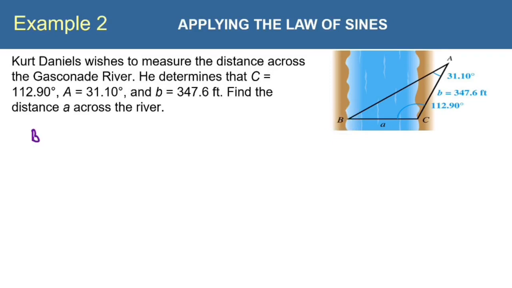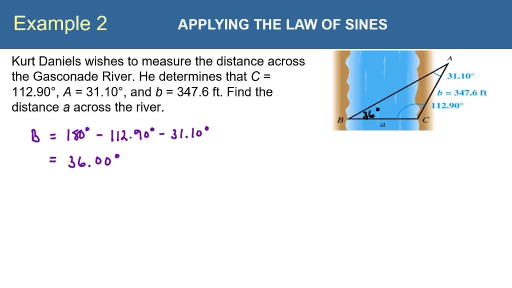Angle B would be 180 minus the other 2 known angles. So minus 112.90 minus 31.10, and that gives us a value for angle B of 36.00 degrees. I'm just going to label that here on our diagram.